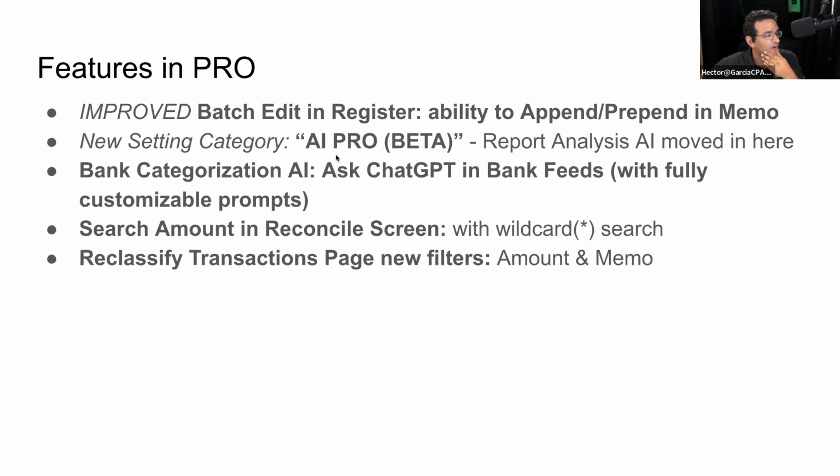Okay, next one is we created a new setting category. Our goal for the next couple of months is to start thinking about the role of AI and ChatGPT interacting with QuickBooks Online. We have a couple of ideas. Believe it or not, it's a little bit challenging to implement just because there are so many moving parts.